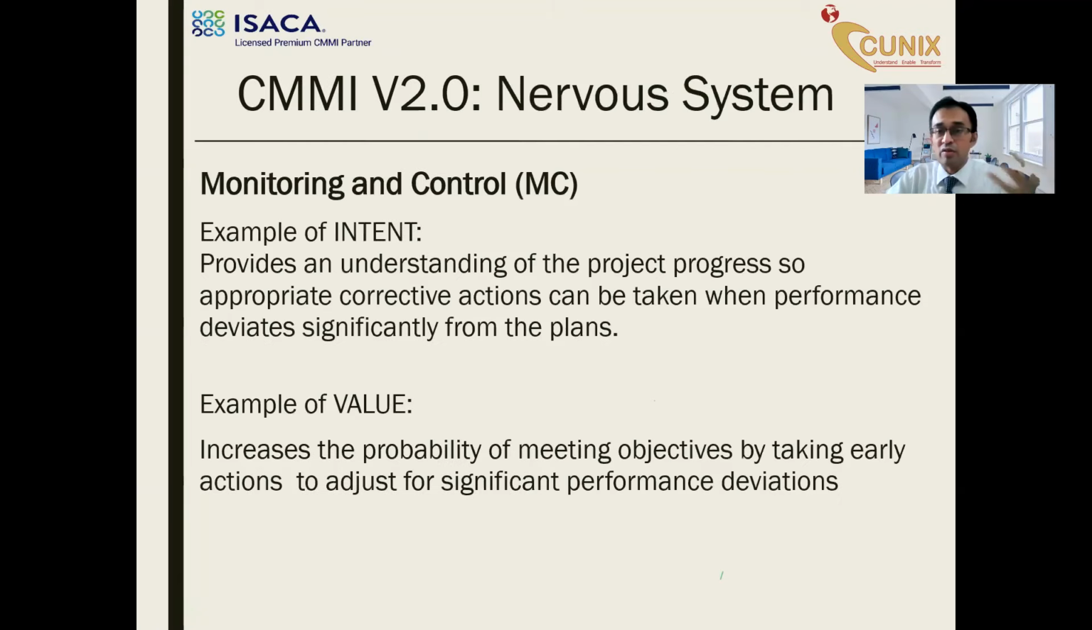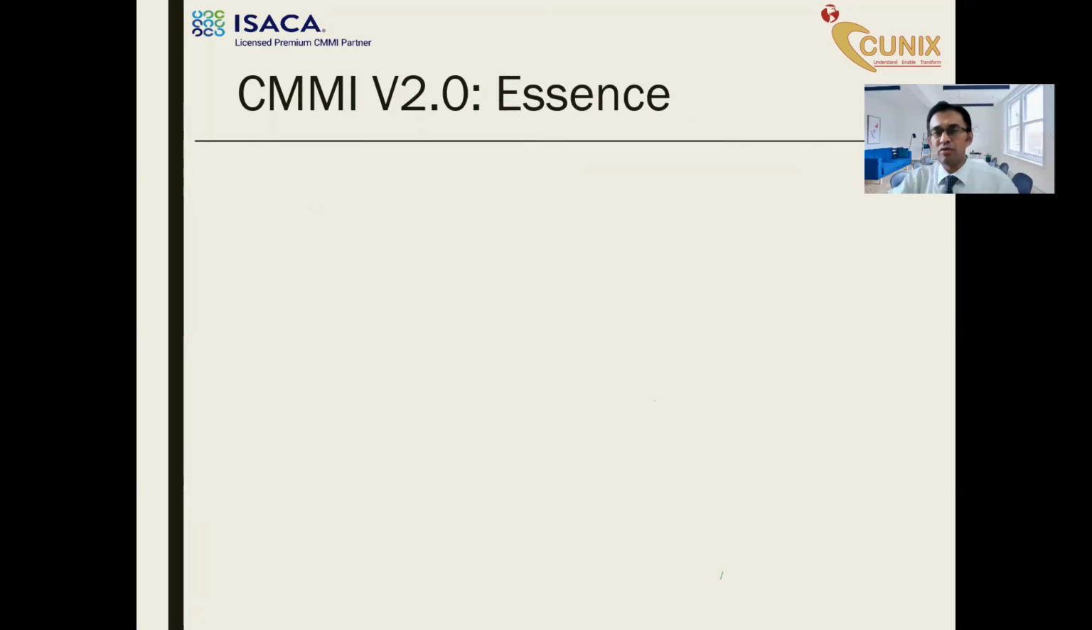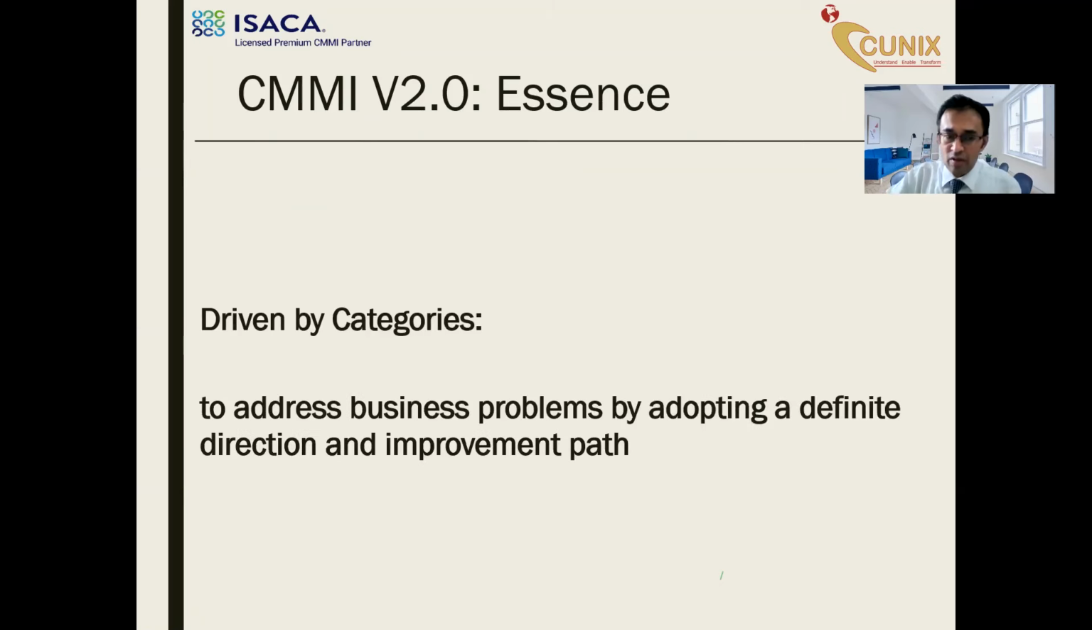So we looked at the nervous system. Now let's look at how the practice areas are distributed. Okay. So the first essence in how the practice areas are distributed is by categories. Okay, so it's driven by categories. Now, in order to address the business problems, okay, I need to have some definite direction because that can decide my action. So from direction comes action, and from action comes some improvement. So I know the right direction.